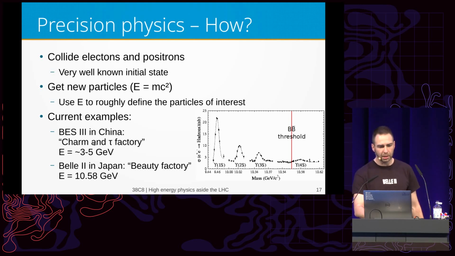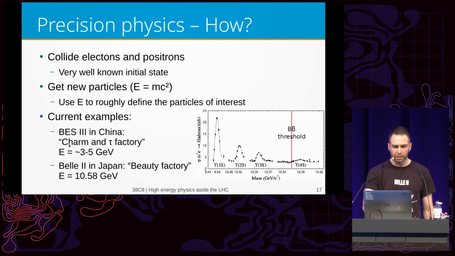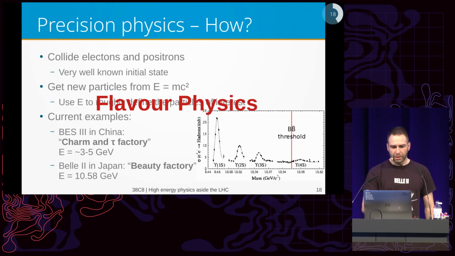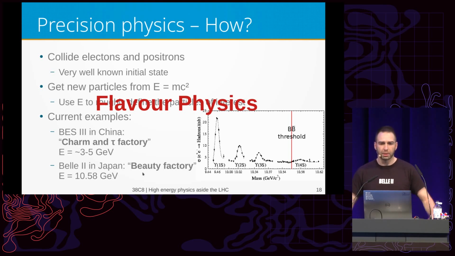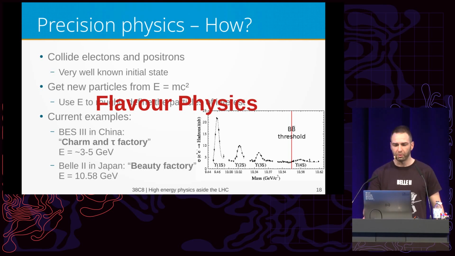But there's also another experiment doing something similar, but at lower energies. It's the BES III experiment in China, and it's a so-called charm and tau factory, because at roughly 3.5 GeV you can, for example, produce 2 of these tau leptons. Charm and beauty are the flavors of the quarks, so we call this precision physics or flavor physics.